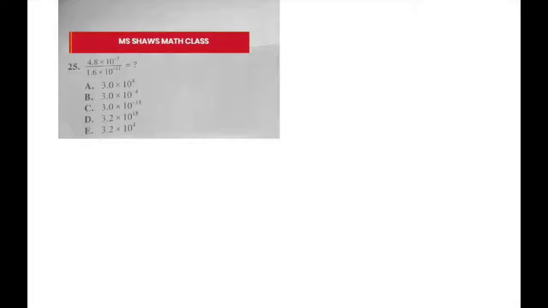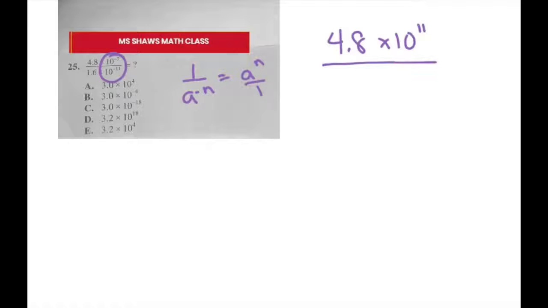Next problem is this one. Now what I do on this one is I get rid of these negative exponents. So it's going to be 4.8 times 10 to the 11th. Remember, negative exponents: to get rid of them, you move them to the numerator or denominator and get rid of the negative. So I'm going to do it that way, and then I have 1.6, and I'm going to move this one to the denominator and take away the negative.